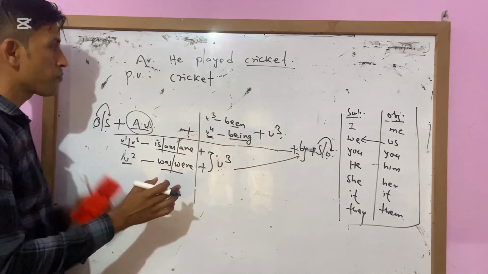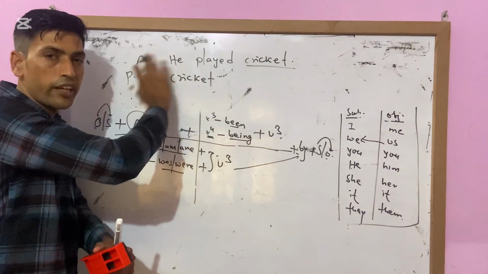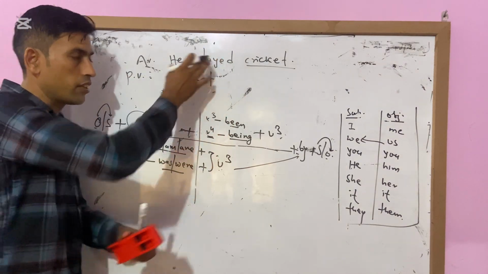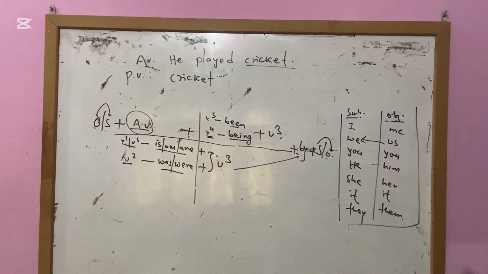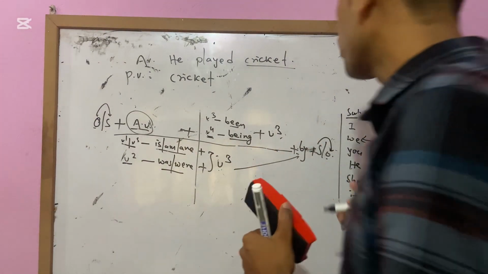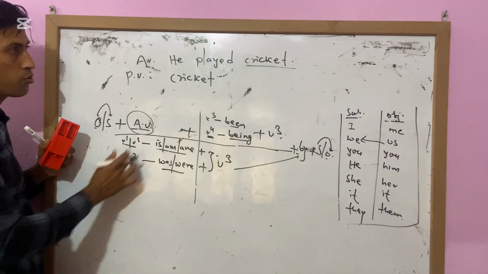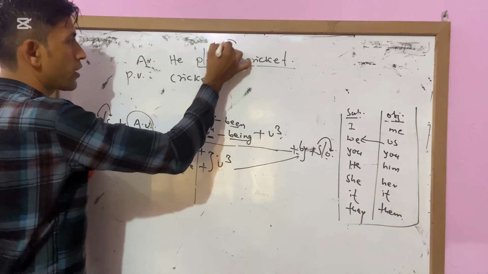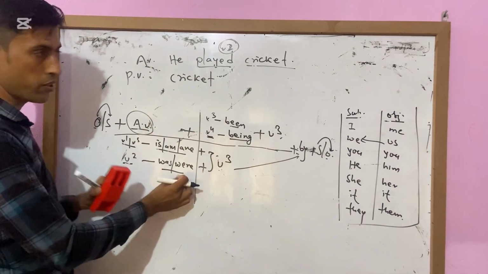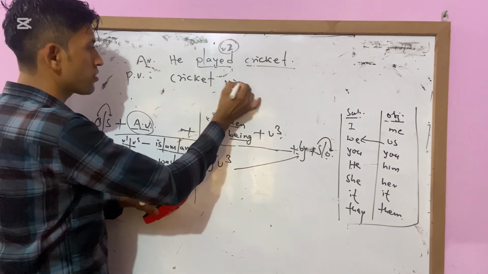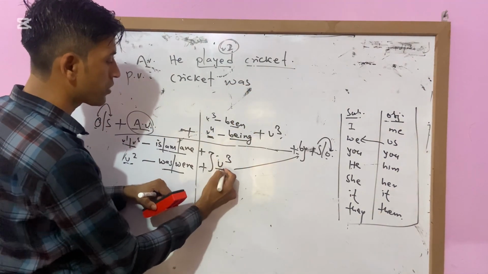After that, in the question an auxiliary verb is given? No auxiliary verb in the question. In the question there isn't an auxiliary verb given. So no auxiliary verb means what is there? There must be verb 1, verb 5 or verb 2. So here verb 2 is given, then what do we use? Verb 2 is given, then we use was or were. So for cricket we use was, right? Cricket was. Then what do we use? Verb 3 we use.